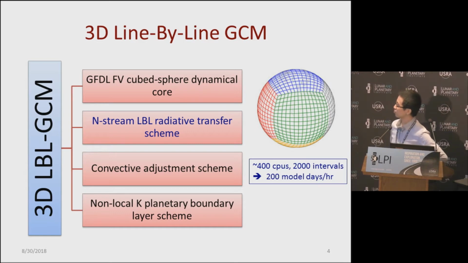For the ones I'm going to show, I usually use 400 computation units, and actually you can use more. I chose 400 because our cluster is kind of busy, and many people are running large eddy simulations and small-scale convection. So I usually choose 400, and there are 2,000 spectral grid points I used in the calculation. Then per hour, the model can integrate forward by 200 days. This is much faster than before I worked on this, actually.